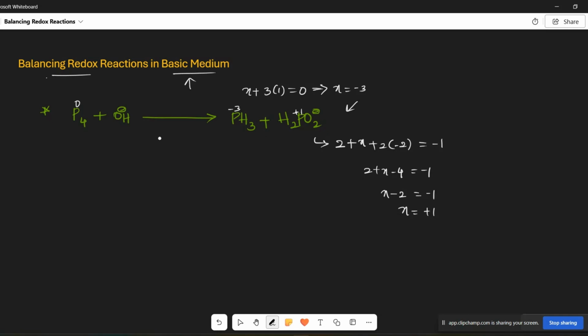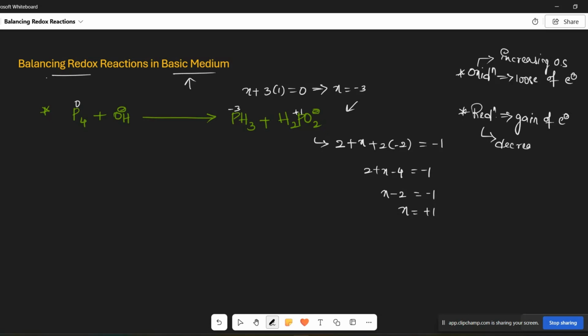So which is oxidation and which is reduction here? Simple, just don't get confused. Oxidation means loss of electrons, and reduction means gain of electrons. Or else, by seeing the oxidation state you can also find out. Oxidation means increasing the oxidation state, I'm just keeping it as OS, and reduction means it will decrease the oxidation state.